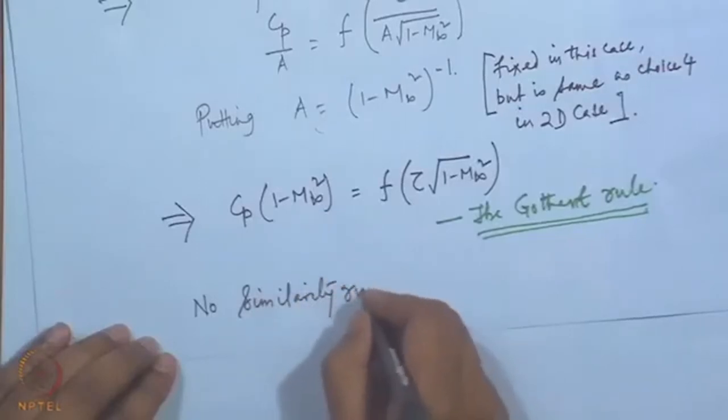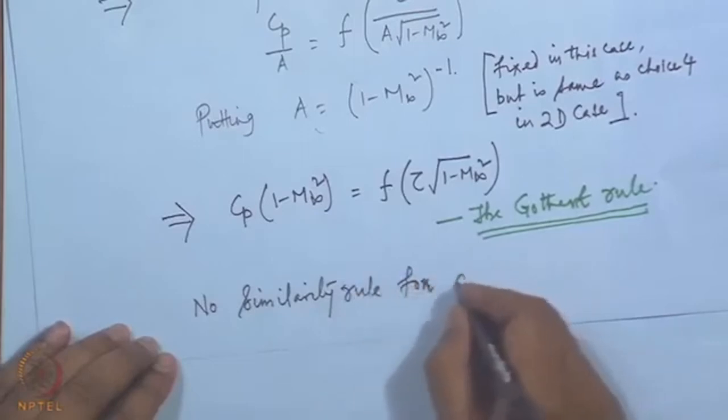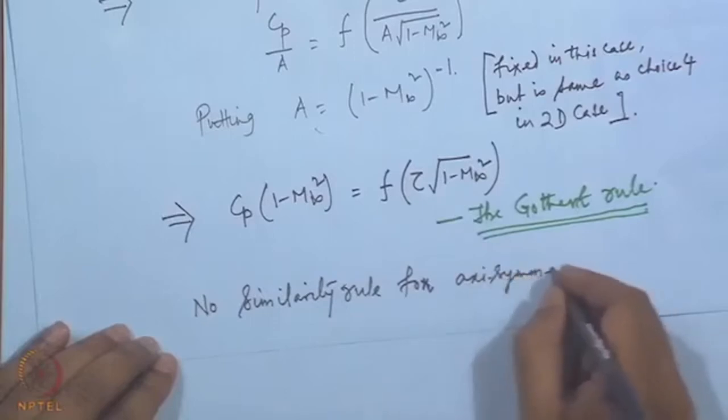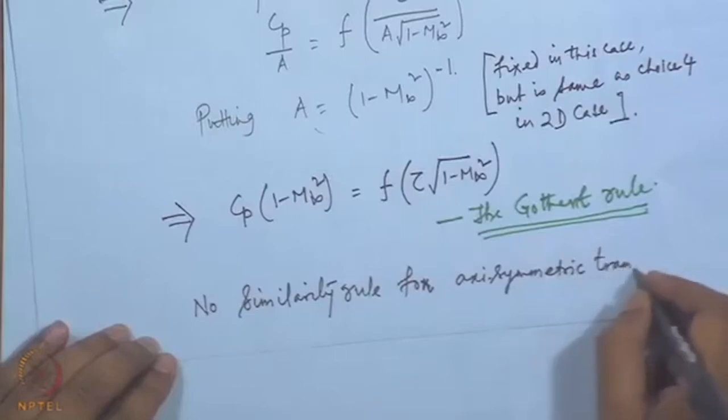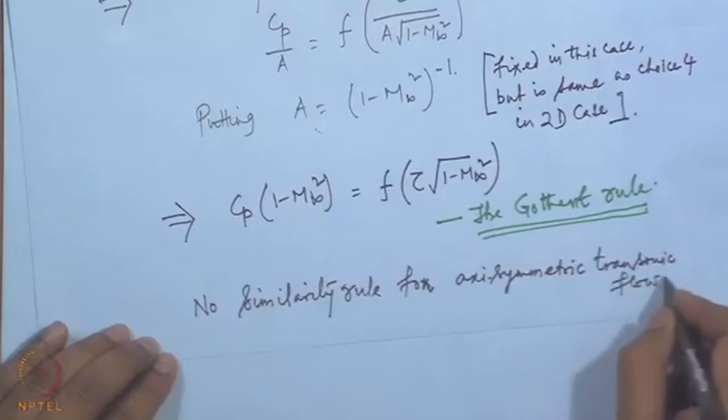And it may be mentioned in this context that for axisymmetric transonic flow, no similarity rule can be derived in this fashion. So, we can say no similarity rule for axisymmetric transonic flow. A three-dimensional rule can be similarly written, not for the axisymmetric case, but for the transonic case we can write a similarity rule for the three-dimensional case.